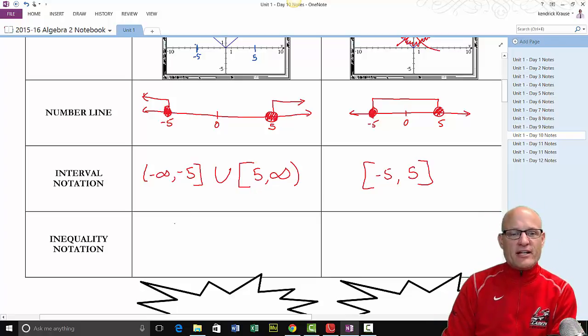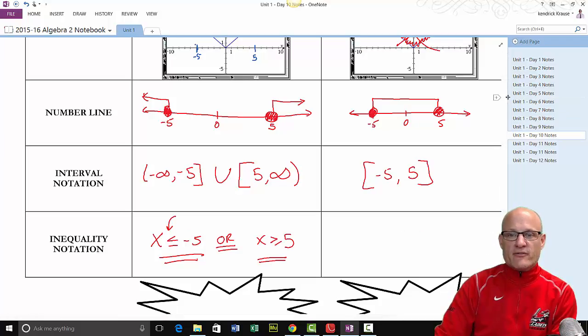All right, and if I did inequalities, it's actually kind of easy. X is less than or equal to negative 5, or X is greater than or equal to 5. Remember, this is like the original. This is like the negation. Notice I flipped the sign. That's going to become important.